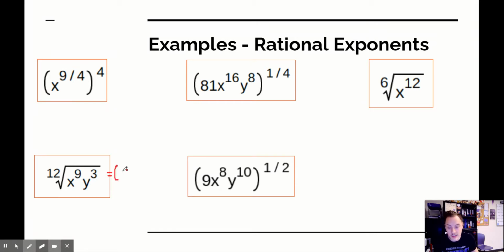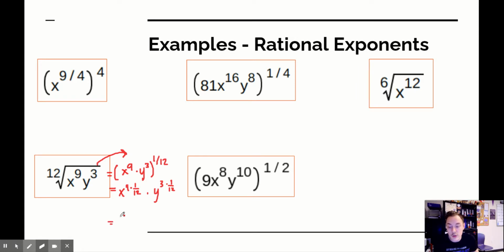Well, I can change it into exponents by saying x to the 9th power times y to the 3rd power, and then all the way to the 1/12th power. So I can translate it into that. Then I can multiply it through. So I can do x to the 9th times 1 all over 12, and then I can take times y to the 3rd times 1 all over 12. That's what I'm doing. It's power to a power.